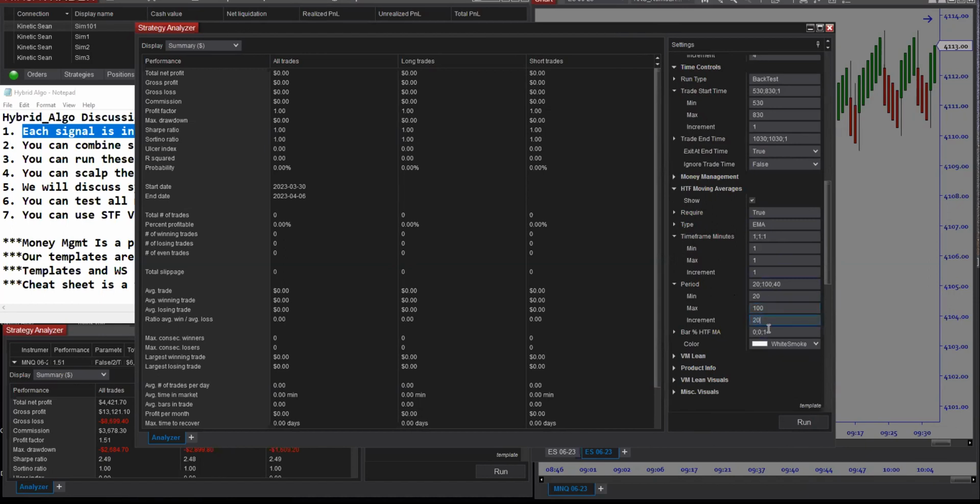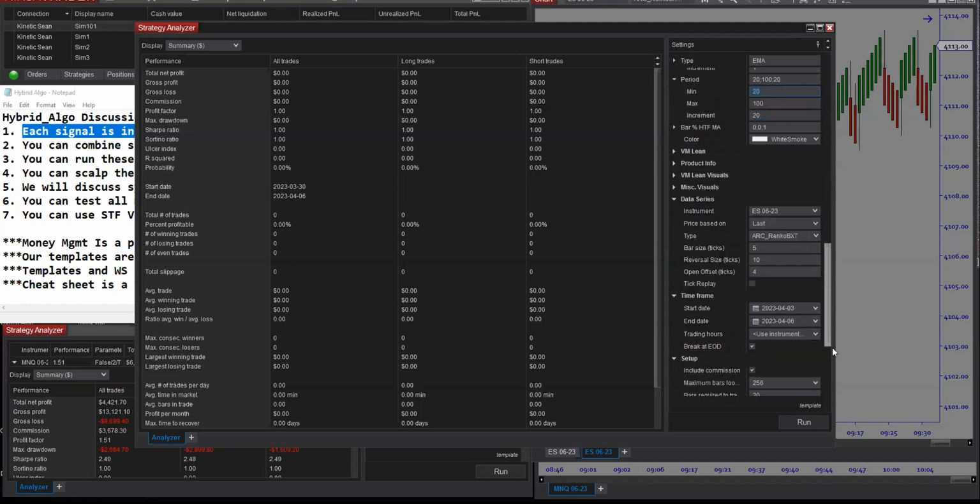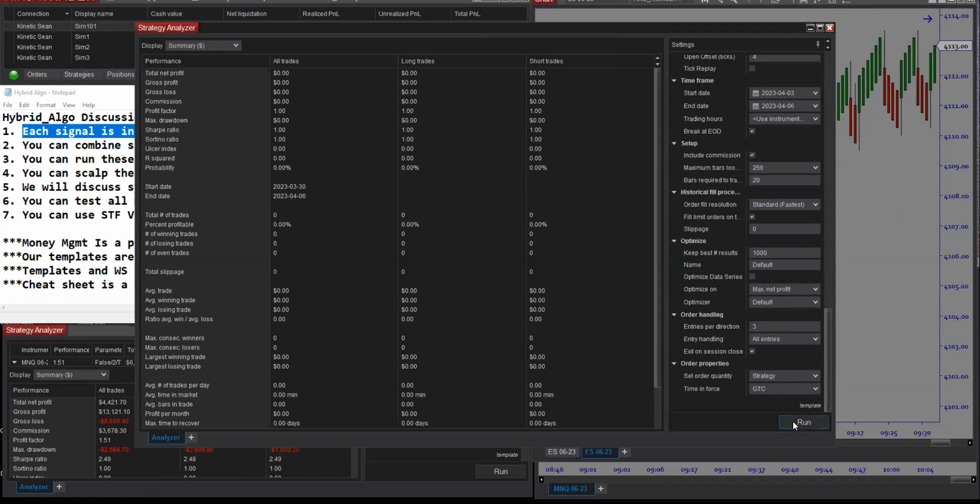And let's put it to 20. That'll give me 5 iterations. Okay. And I could probably put this to 40 and make it a little bit better. And let's just leave it at that for now. Let's just see how much data we're getting. Okay. Run it.